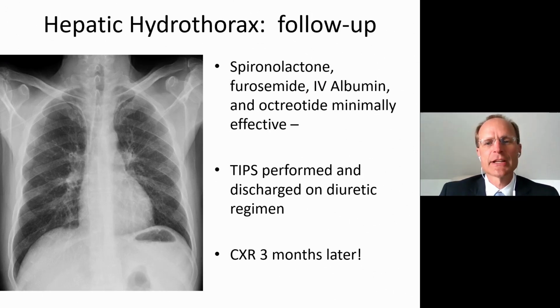This patient was treated initially very aggressively with spironolactone, furosemide, IV albumin, and octreotide to try to minimize portal pressures. It was ultimately ineffective, and he underwent TIPS and had a remarkable radiographic result, as shown by a chest X-ray 3 months later.